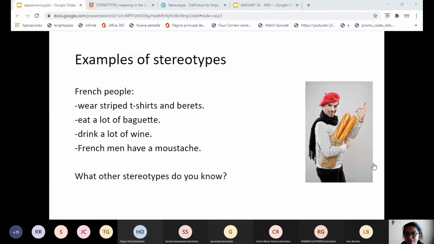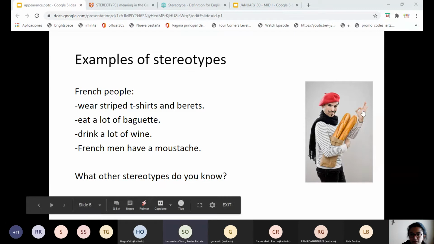Okay, Sandrita Hernandez, go on. What's the stereotype you remember? The people in Colombia are kind and cozy. Kind, and cozy. Okay, yeah, cozy is possible, it's okay. People in Colombia, Sandrita, Colombian people are kind and cozy.